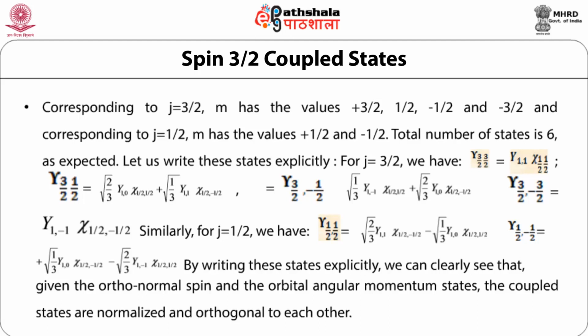And the second term for j equal to half, corresponding to j equal to half and m equal to minus half, is given by gamma subscript half comma minus half is equal to under the root 1 by 3 times y subscript 1 comma 0 times xi subscript half comma minus half minus under the root 2 by 3 times y subscript 1 comma minus 1 times xi subscript half comma half. By writing these states explicitly, we can clearly see that given the orthonormal spin and the orbital angular momentum states, the coupled states are normalized and orthogonal to each other.